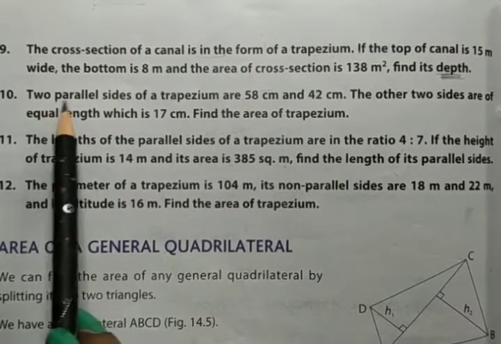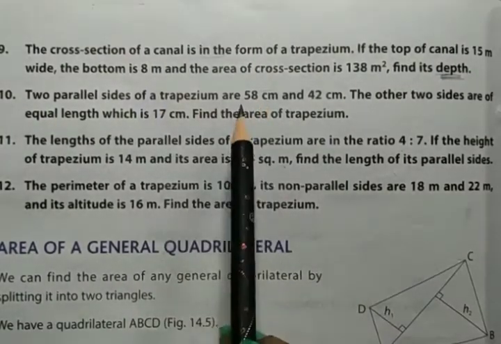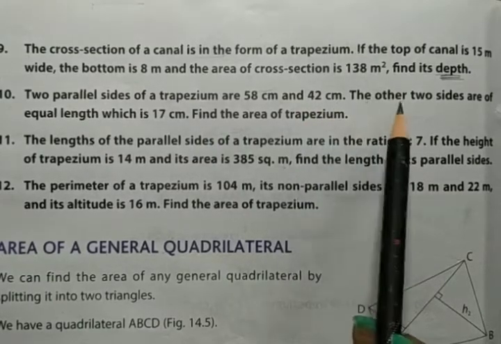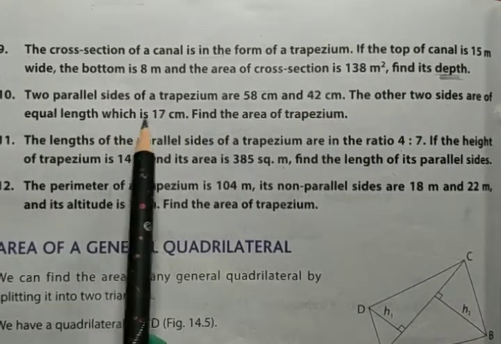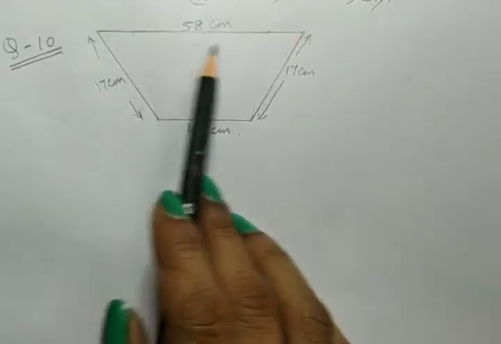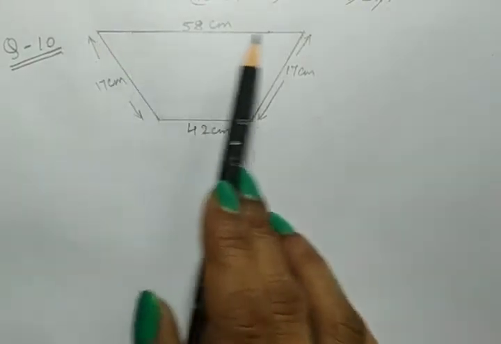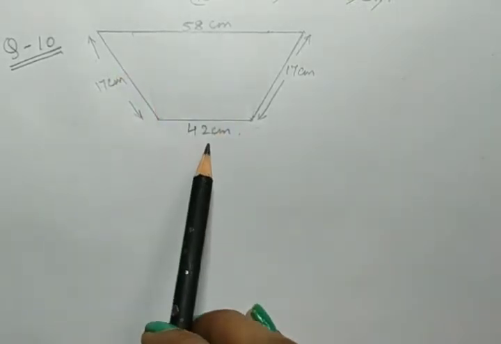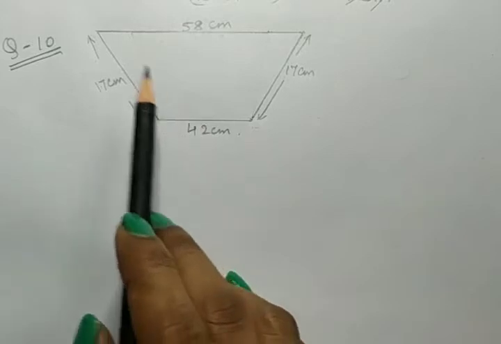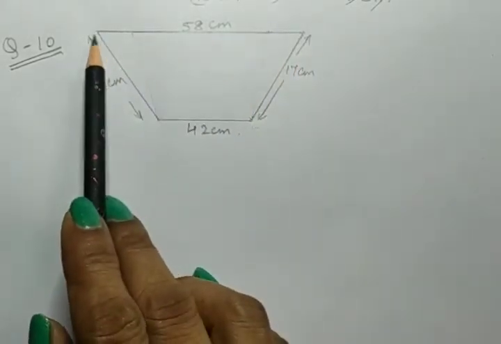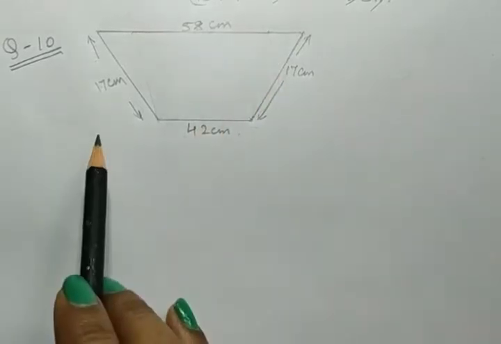Question number 10. Two parallel sides of a trapezium are 58 cm and 42 cm. The other two sides are of equal length, which is 17 cm. Find the area of trapezium. According to the given information, the length of the parallel sides are 58 cm and 42 cm. And the other two sides are of equal length, which is 17 cm.